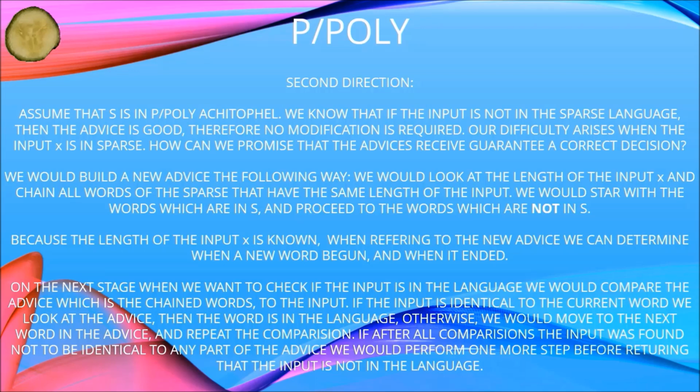On the next stage, when we want to check if the input is in the language, we would compare the advice, which is the chained words, to the input. If the input is identical to the current word we look at in the advice, then the word is in the language. Otherwise, we would move to the next word in the advice and repeat the comparison. If after all comparisons the input was found not to be identical to any part of the advice, we would perform one more step before returning that the input is not in the language.